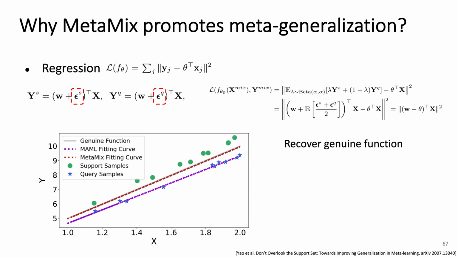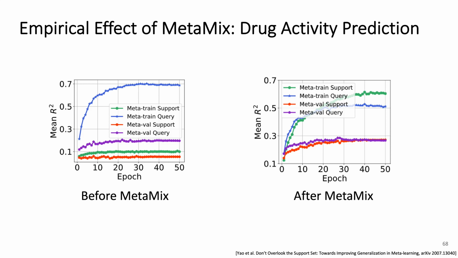By calculating the analytic value of MEMO and MetaMix, we find that MEMO will overfit on the query samples, but MetaMix does not overfit on the query samples, so it can recover the linear function very well, as the red fitting curve shows. So in both classification and regression problems, we briefly show that MetaMix can promote meta generalization. Let's see some empirical effects.